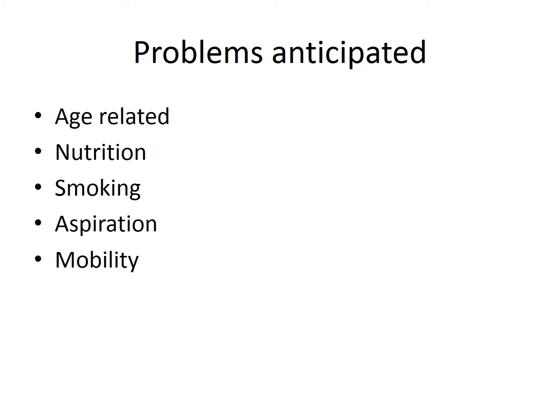Some patients may be smokers, and as you know, smoking affects your lungs. Patients may have chronic obstructive airway disease. All these things again you should consider when you make a plan for physiotherapy. Sometimes there is a risk of aspiration.